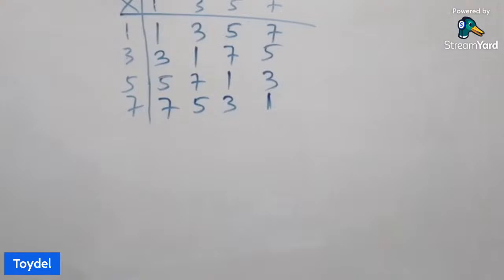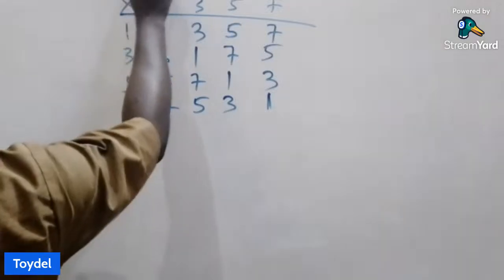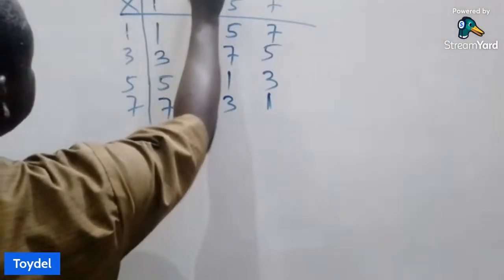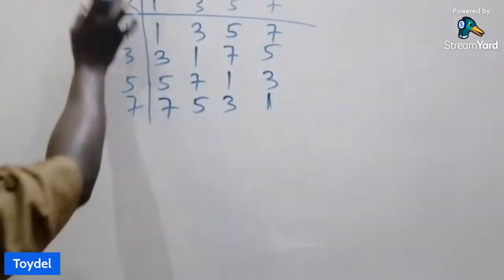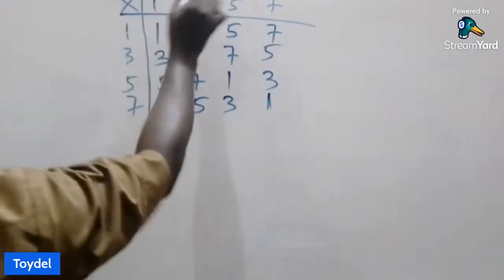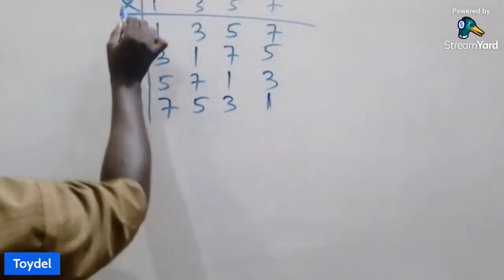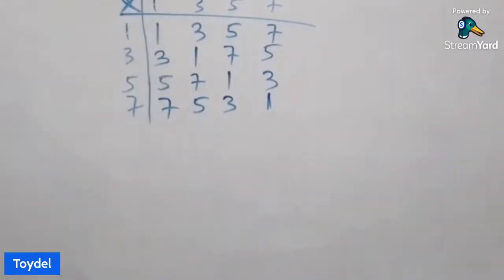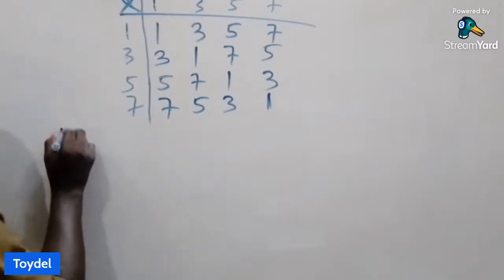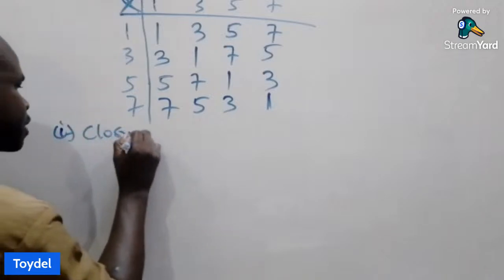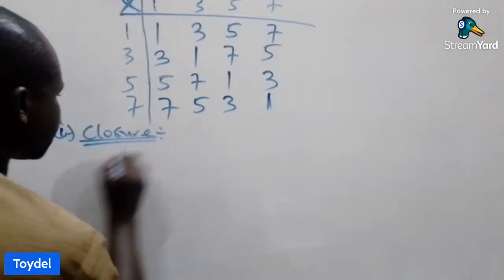So in this case, the question says that we have to verify that the subset G, which is a subset of Z modulo 8, with these elements, forms a group. The operating sign is multiplication. That's why we have to generate this table. We want to check that this forms a group. How do we do that? We start from the first property, the closure property. Let's test for the closure property.